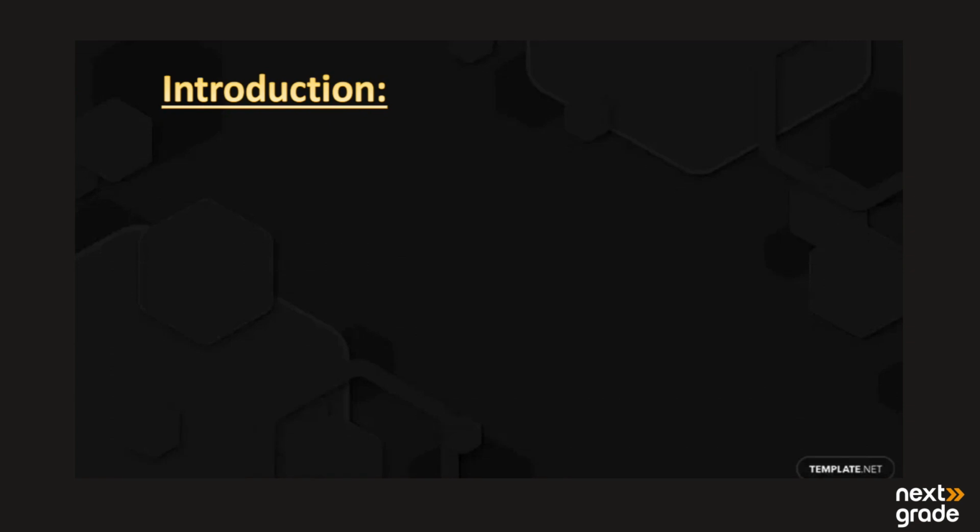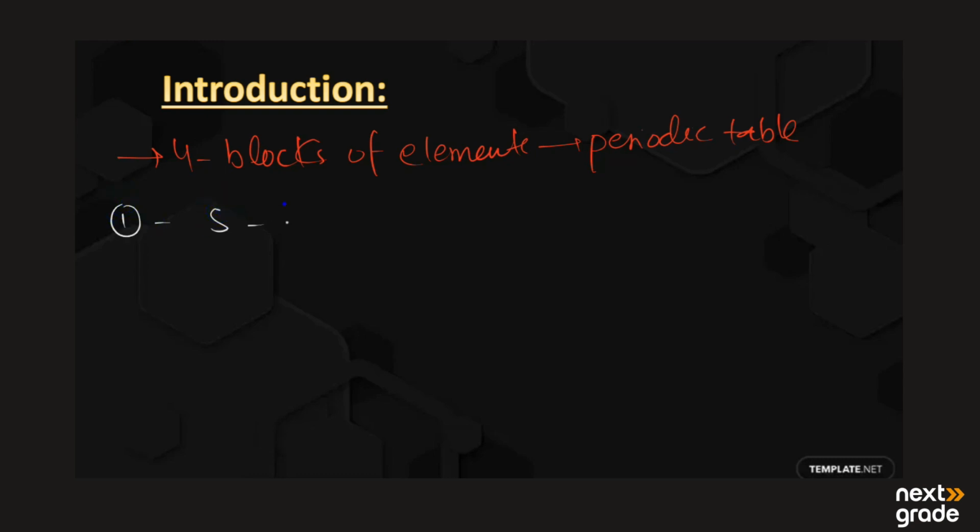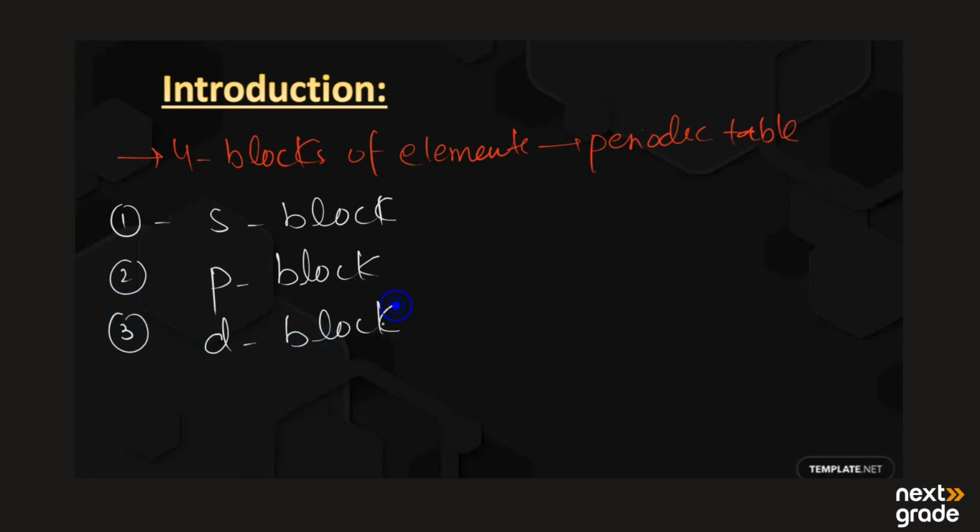Introduction. There are a total of four blocks of elements in the periodic table. These four blocks are: the first one, S block elements or S block; the second one, P block; the third one, D block elements or the D block of the periodic table; and the fourth one, F block or the F block elements in the periodic table.